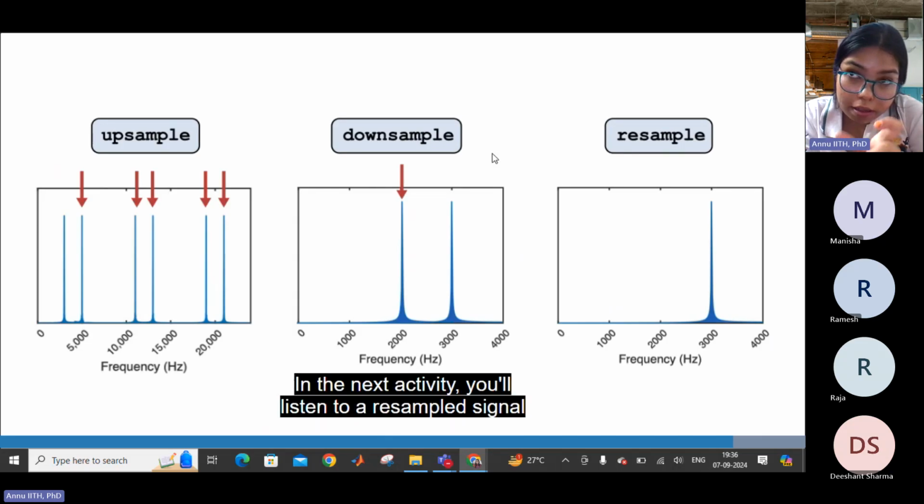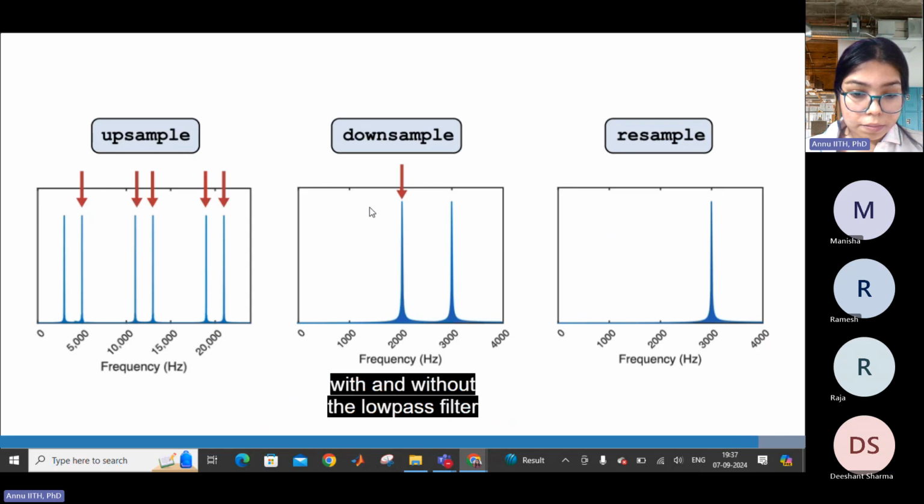So you can see here, we want integer values to upsample and downsample, but the upsample is followed by a low pass filter, and then downsample is preceded by a low pass filter. And if we combine both of them together, then that will be the resample function in MATLAB. In the next activity, you'll listen to a resampled signal with and without the low-pass filter and explore the effects on the resulting signal.